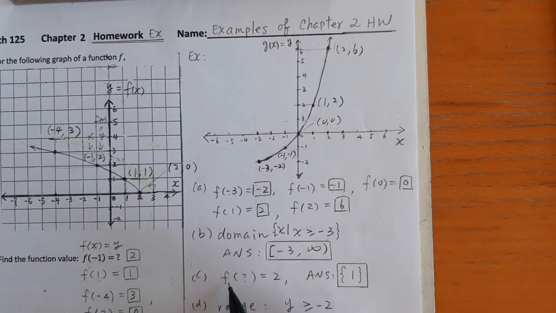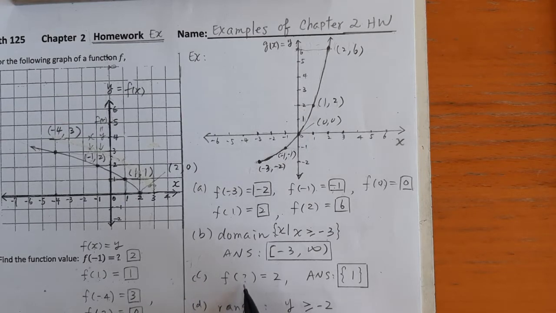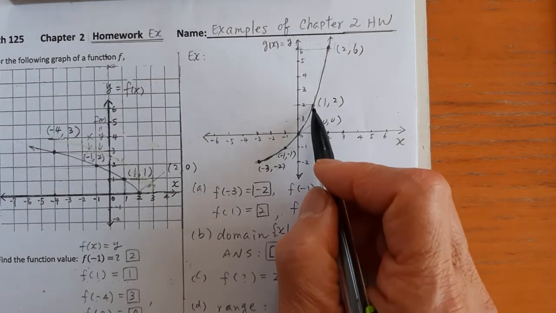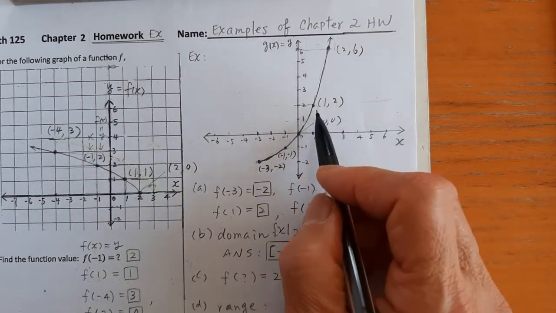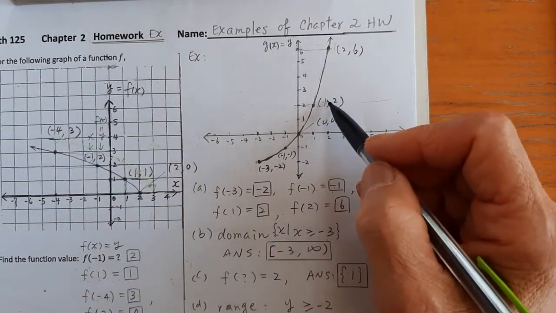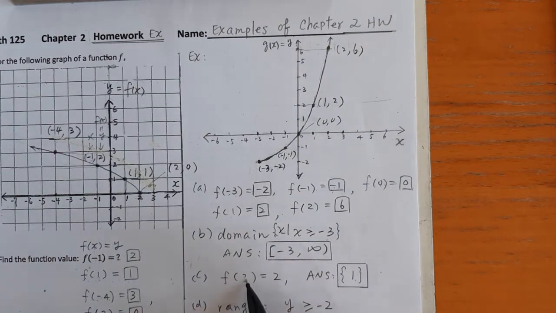Then C is f of what? x equals 2. So at 2, you draw this and encounter this point, where the x coordinate is 1. So f of 1 equals 2. So what's x? x should be just 1.